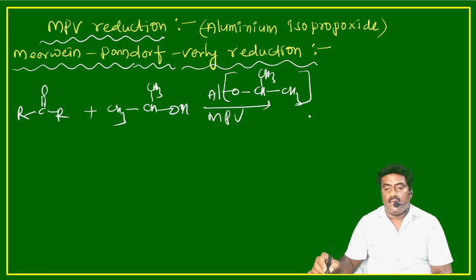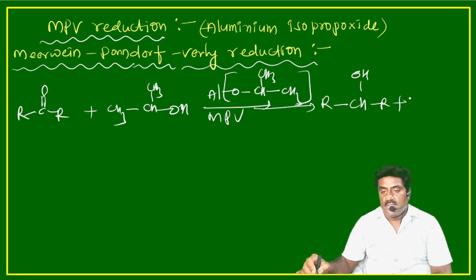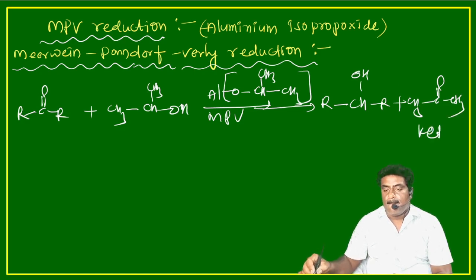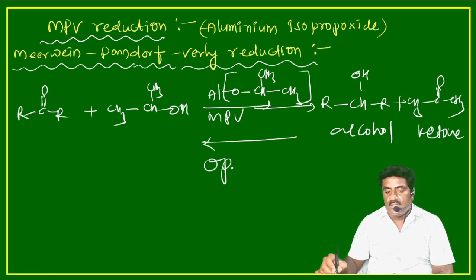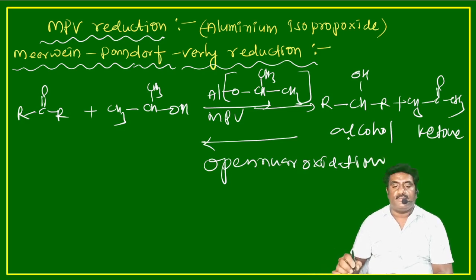The reduction gives alcohol from ketone. In the reverse direction, alcohol is converted to ketone. So the reverse reaction of MPV reduction is oxidation, the Oppenauer oxidation.